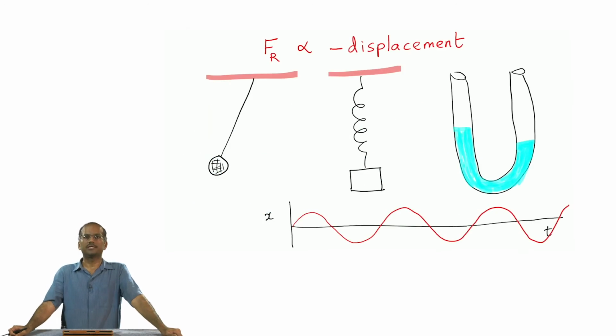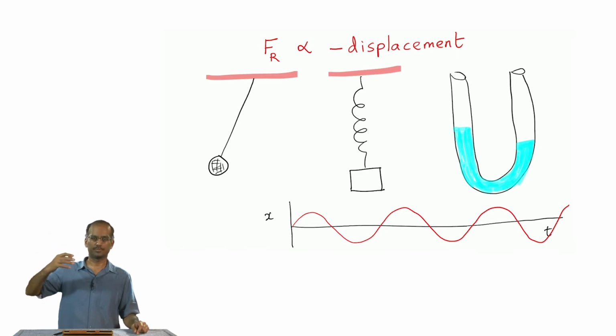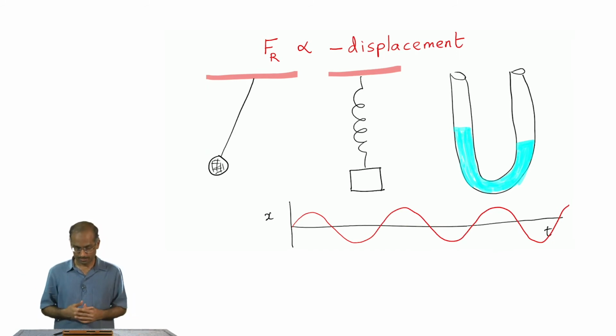Initially we started with studying simple oscillations of objects like these, simple oscillations of a pendulum for example. I have that picture here on the left hand side, or the simple oscillation of a block which is connected to a spring. You pull it and leave it, and it is going to start oscillating. Another example is a tube shaped like a U with some liquid in it, and if I depress the liquid at one end, it is going to start oscillating.